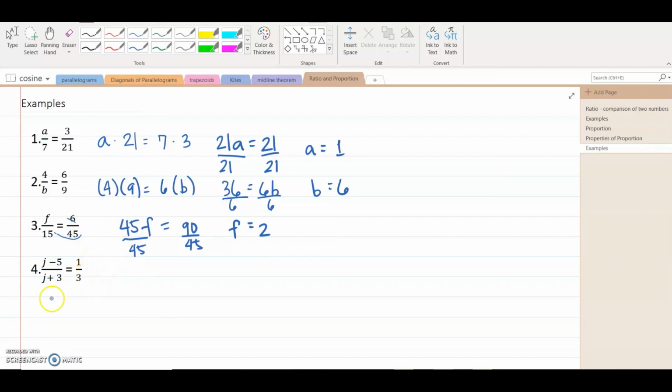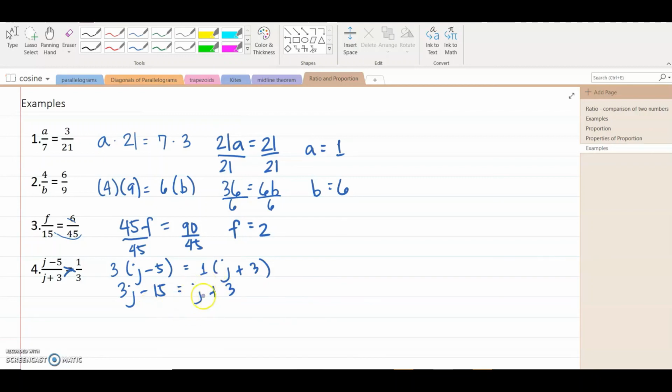Then last number, number 4. So we have J minus 5 over J plus 3 equals 1/3. Here, you have an example of an algebraic expression with an unknown variable J. So let us cross this one. So we have 3 multiplied by J minus 5 equals 1 times J plus 3. So just distribute this one. So you have 3J minus 15 equals 1 times the whole thing, so that's J plus 3.